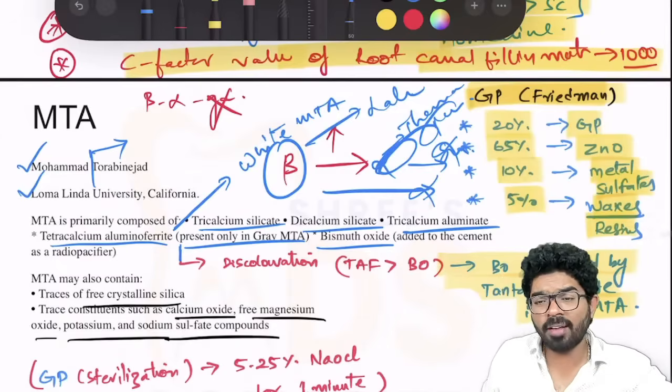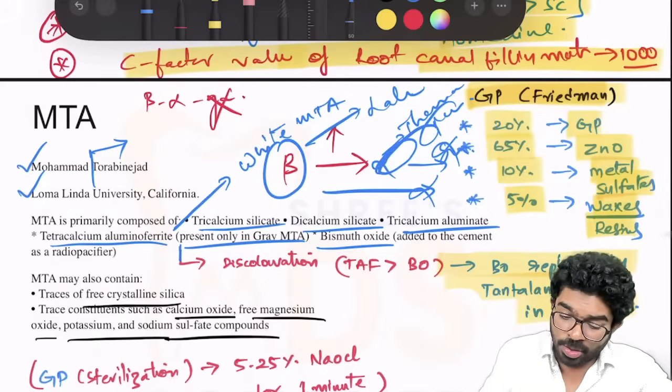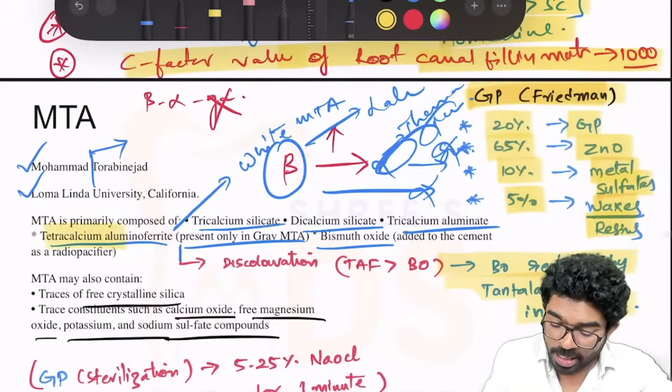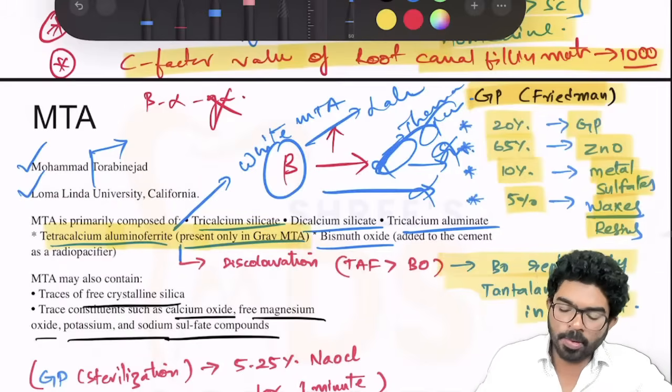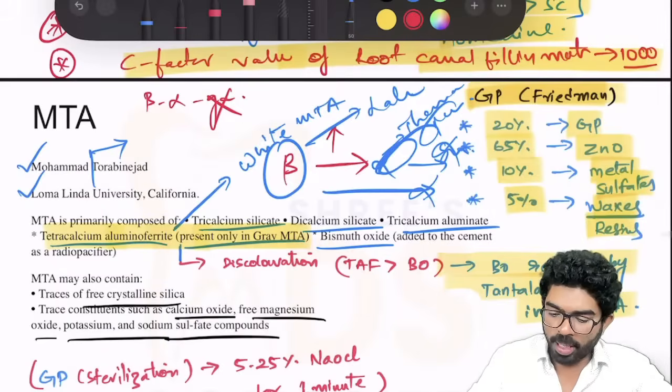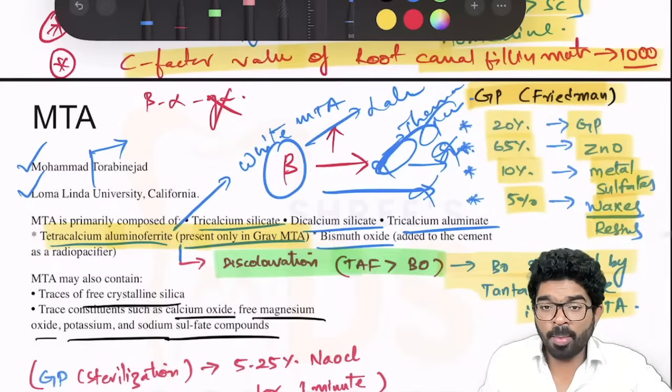So which component of MTA is absent in the white MTA, present in the gray MTA? Your answer should be tetracalcium aluminoferrate. The other important point I just want to add to your preparation phase is discoloration. Discoloration is mainly associated with tetracalcium aluminoferrate. In a few areas, it is also mentioned that your bismuth oxide is going to cause discoloration.